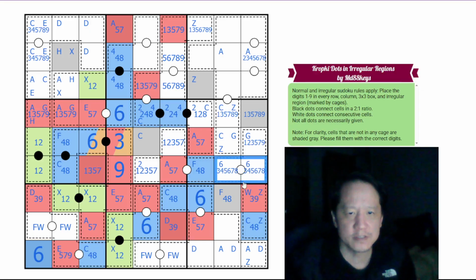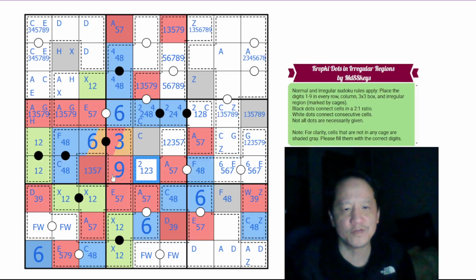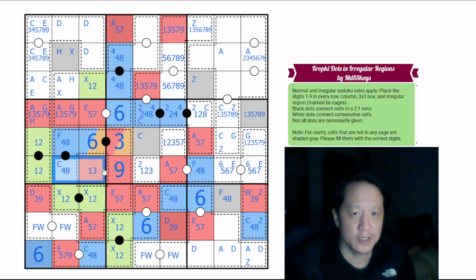And this is 6. So 6 is consecutive with 5 or 7. It cannot be A. So this must be 6 and E here. This is 5, 6, 7 as a triplet, which eliminates 5, 6, 7 in the rest of the row, so no 5, 7, no 5, 7. This is 1, 2, or 3. This is 6 here.